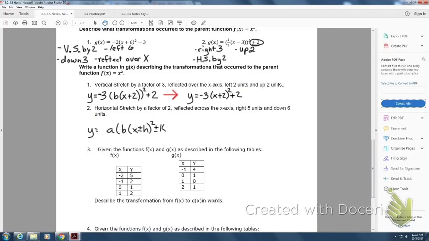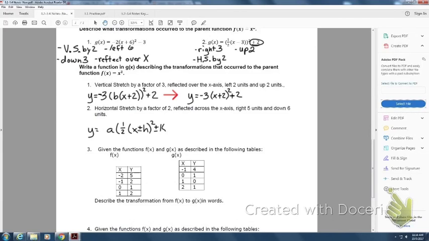So number 1. Aiden, it says that it is horizontally stretched. So horizontal stretch, is that the A or the B? That would be B, because it's horizontal. And if it's horizontally stretched by 2, what needs to go in the equation? 1/2. What's the reciprocal of 3? 1/3. What's the reciprocal of 4? 1/4. What's the reciprocal of 1?